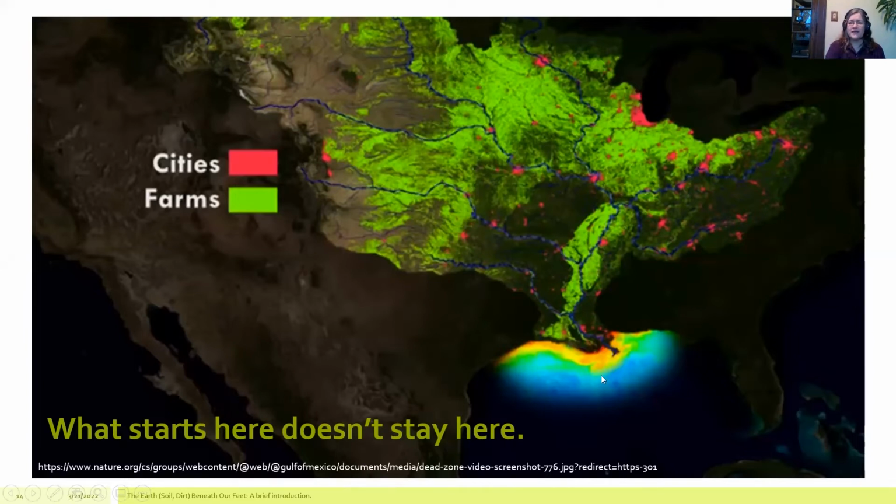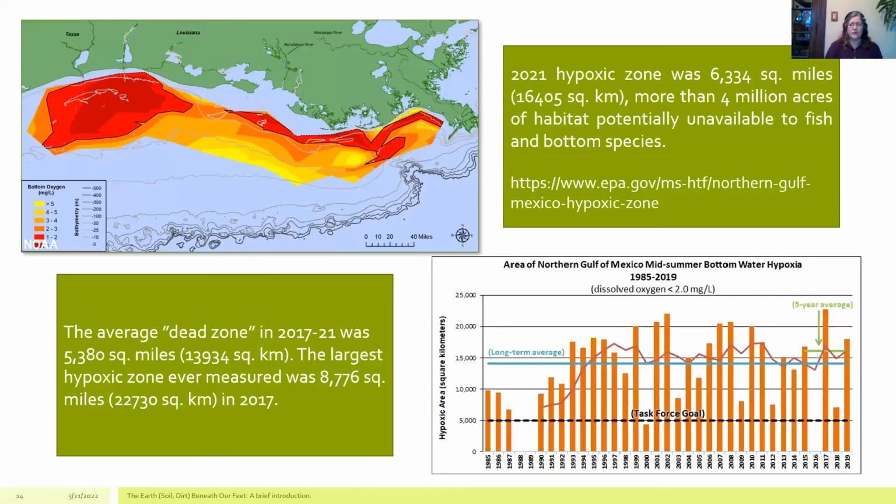And the Gulf of Mexico has a dead zone fairly regularly. And so I pulled off the EPA website the hypoxic zone for 2021. And it was 4 million acres. And it was a pretty big one. There have been some smaller ones in recent years.